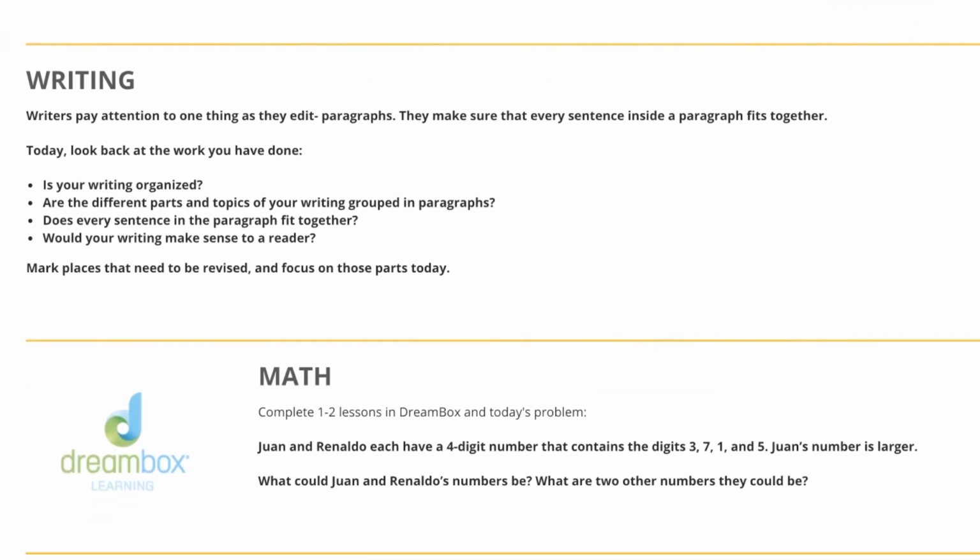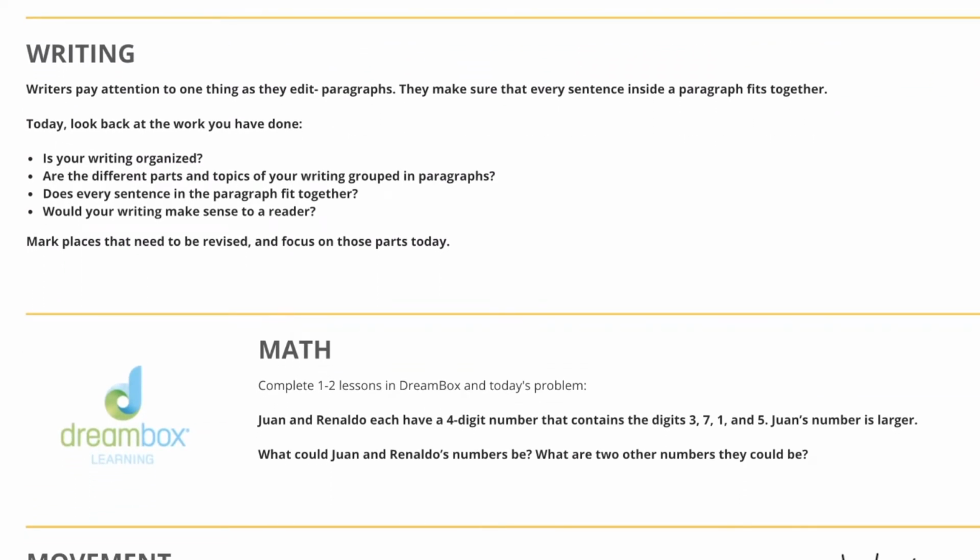And today for writing, writers pay attention to one thing as they edit, specifically paragraphs. They make sure that every sentence inside the paragraph actually fits together. So today, I want you to look back at the work you've done so far. Would you say that your writing is organized?